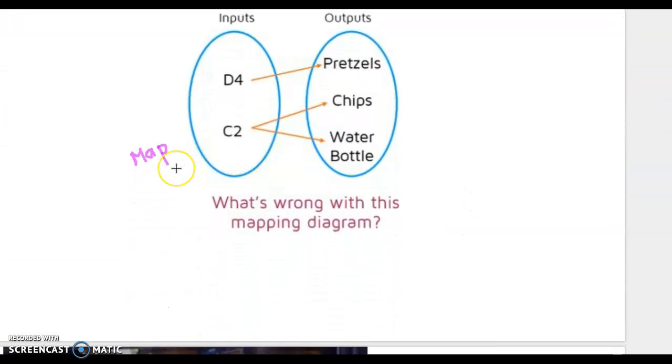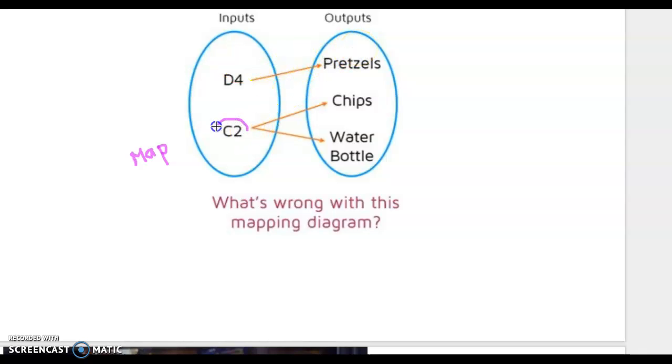I wrote the word map here because this is an example of a map of something that is a non-function. Okay, let's talk about why. Our inputs are once again written on the left side of the oval, which is perfect. Our outputs are written on the right, which is awesome. Our codes are going to be our input, and our output is going to be what we get out of the vending machine. So if I hit D4, I'm going to get pretzels.